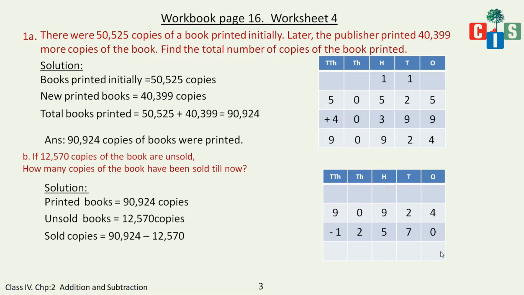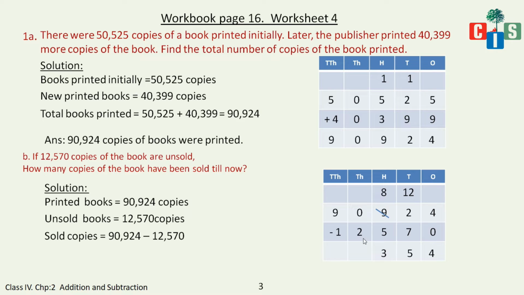4 minus 0 is 4. 2 minus 7 not possible. So borrow next door. 9 changes to 8 and 2 changes to 12. Now 12 minus 7 will give me 5. 8 minus 5 will give me 3.